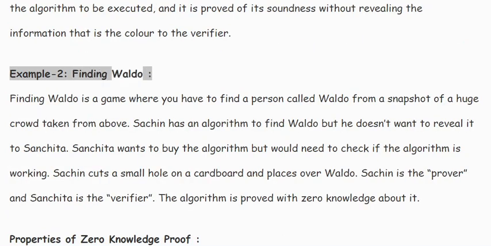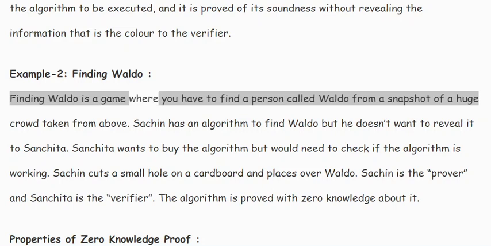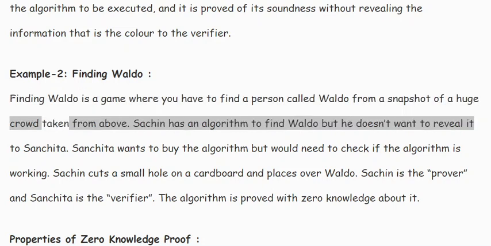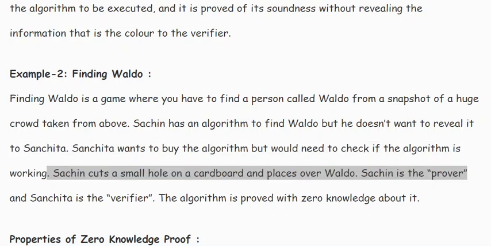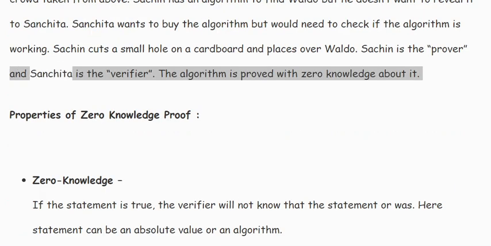2. Finding Waldo. Finding Waldo is a game where you have to find a person called Waldo from a snapshot of a huge crowd taken from above. Sachin has an algorithm to find Waldo, but he doesn't want to reveal it to Sanchita. Sanchita wants to buy the algorithm, but would need to check if the algorithm is working. Sachin cuts a small hole on a cardboard and places it over Waldo. Sachin is the prover and Sanchita is the verifier. The algorithm is proved with zero knowledge about it.